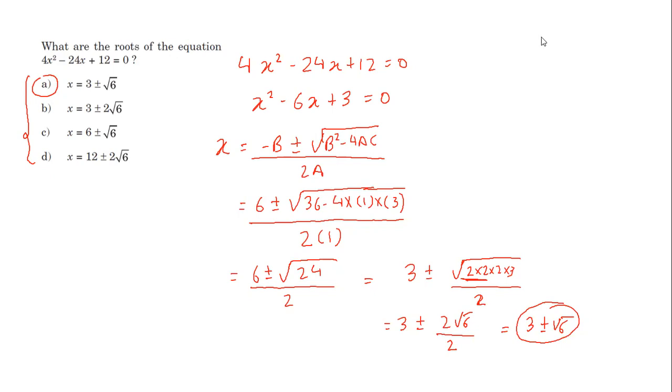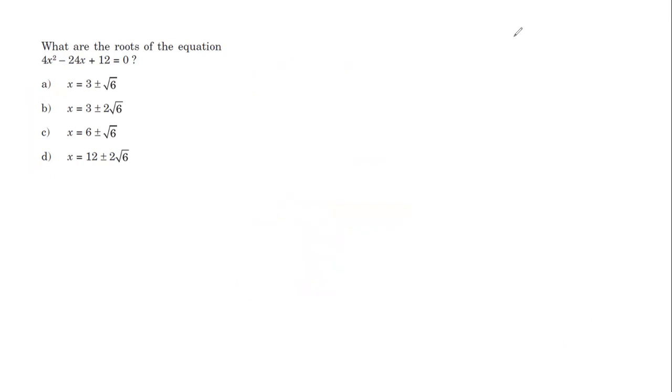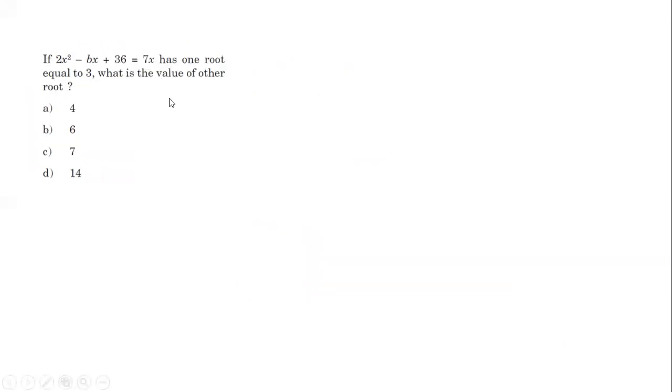Now let's understand one example where we can actually use the sum and the product kind of formula that we just learned. So here in this question, if you see, they say 2x square minus bx plus 36 is equal to 7x has one root equal to 3. So one root is already provided to me, 3. They are asking me what's the value of the other root.